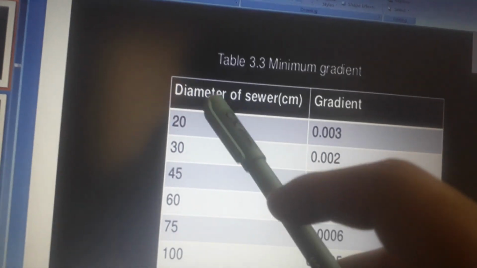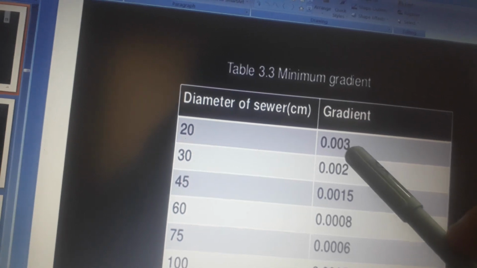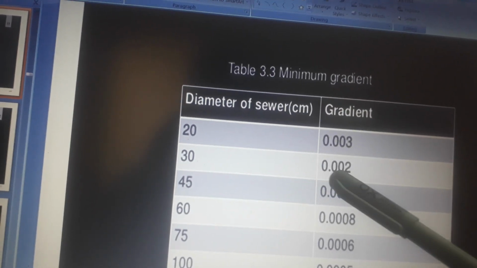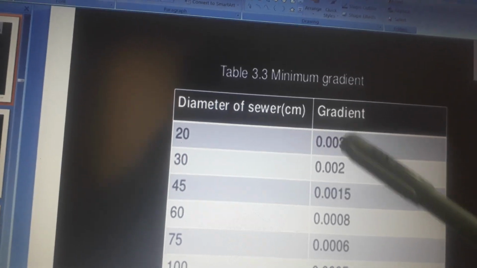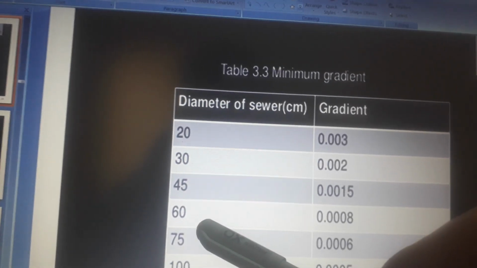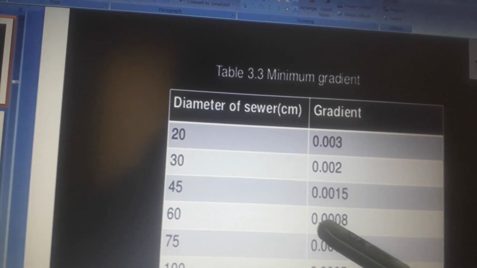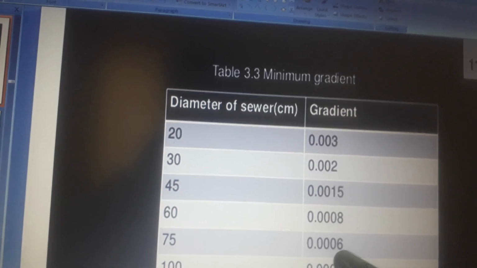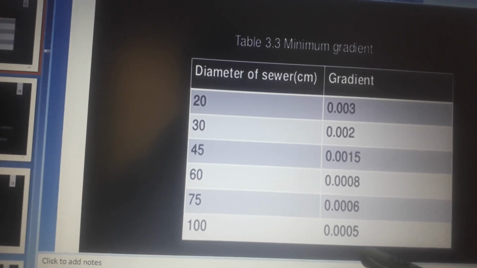Minimum gradient. Diameter of sewer 20 centimeters, gradient 0.003. Diameter 30 centimeters, gradient 0.002. Diameter 45 centimeters, gradient 0.0015. Diameter 60 centimeters, gradient 0.0008. Then 75 centimeters, 0.0006. 100 centimeters, 0.0005.